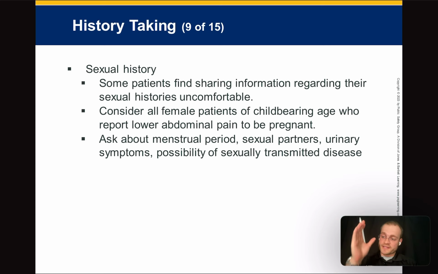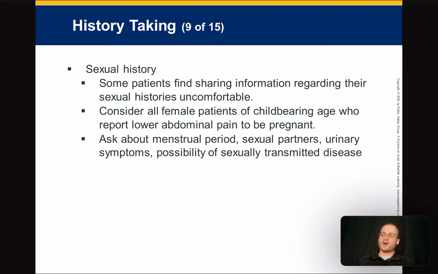It is possible. Okay, so they can tell you, a 10-year-old, lower abdominal pain, lower abdominal mass, right? Nausea, vomiting for the past 3 weeks. They could be pregnant. Okay, it's gross. It's not my opinion. I'm just telling you that could happen. So yes, you can get pregnant prior to your first known period. Ask about menstrual periods, sexual partners, urinary symptoms, and possibility of sexually transmitted disease.